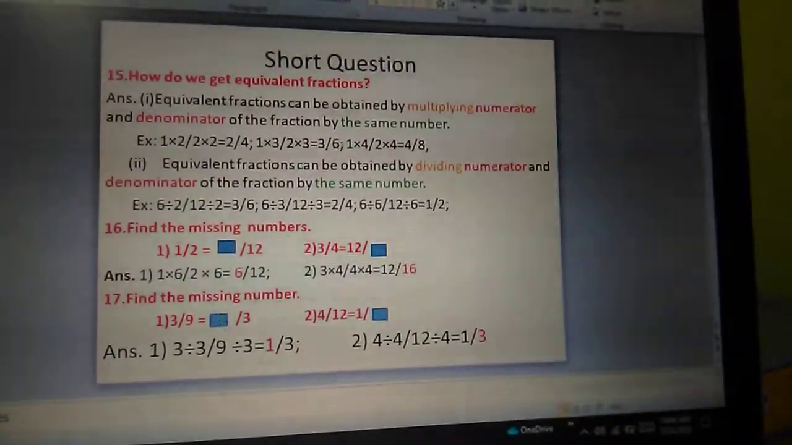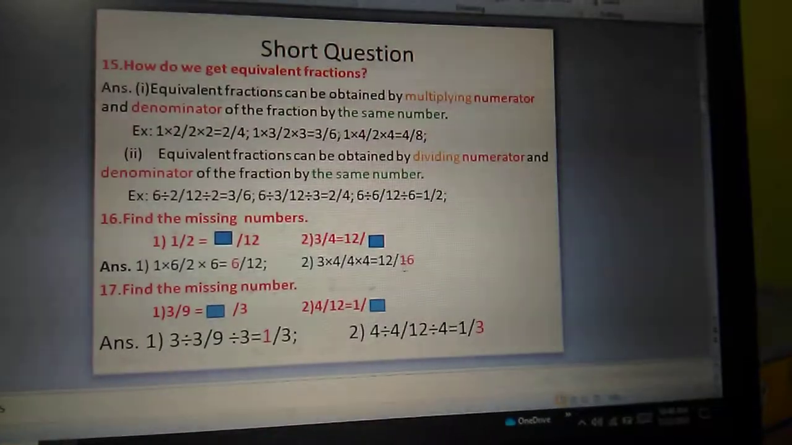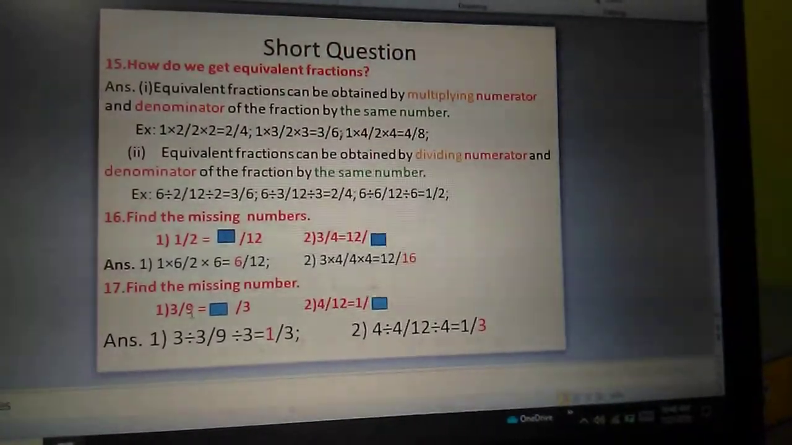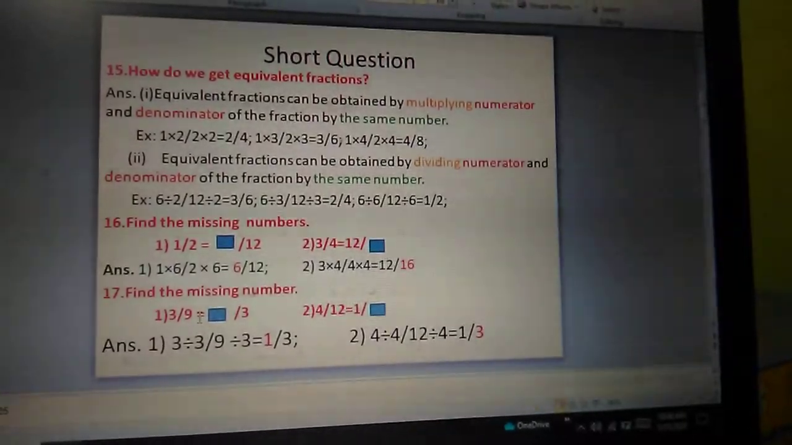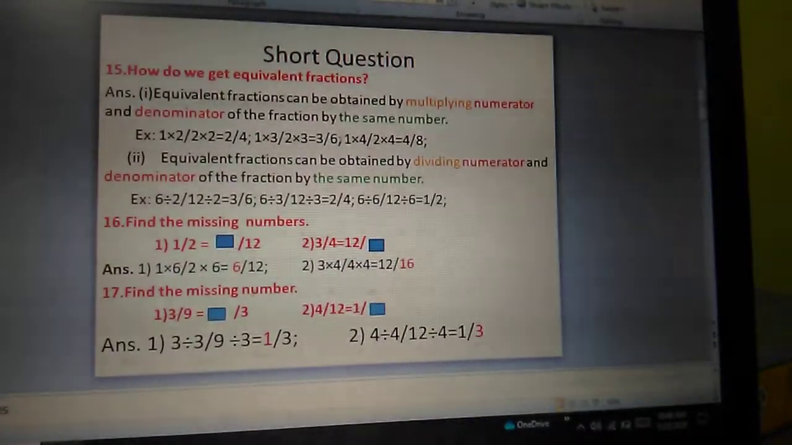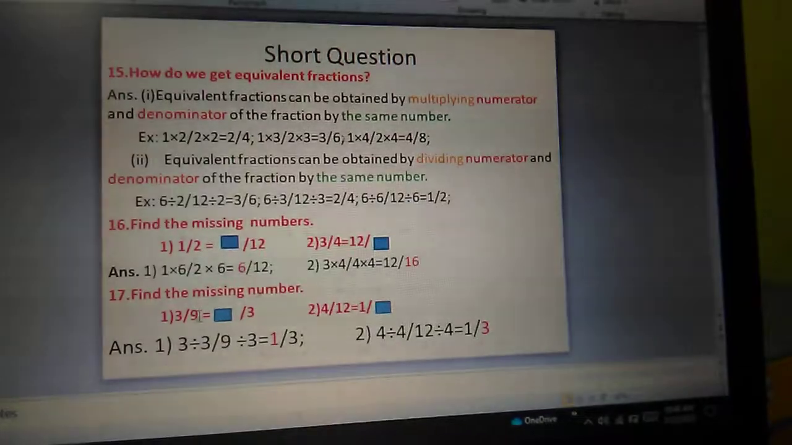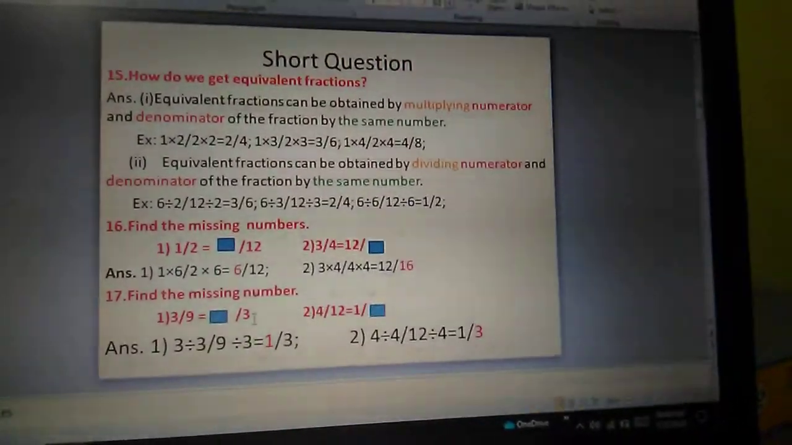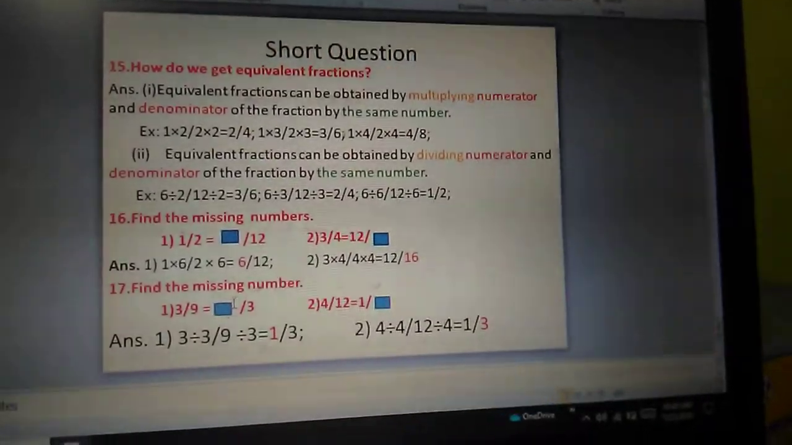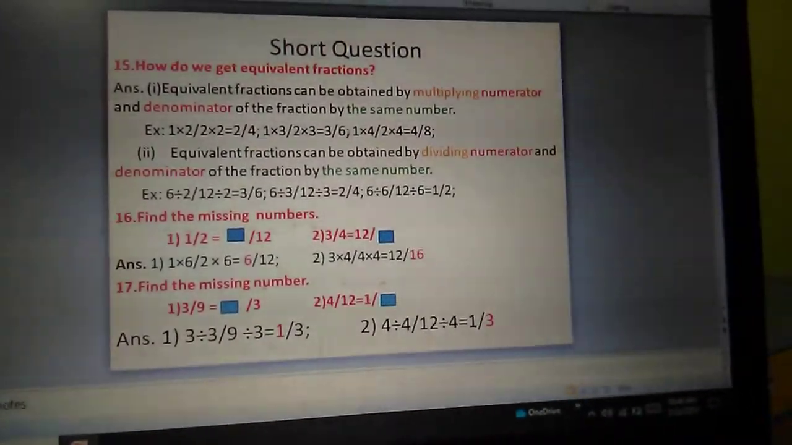Find the missing number. Look here, here we got the missing number by multiplying, but here we will get the missing number by dividing. 3/9, this is the given fraction. So here it is 3 over 9. If we divide 9 by 3, then we get 3. So you divide 3 by 3, then we get 1. So the missing number is 1.